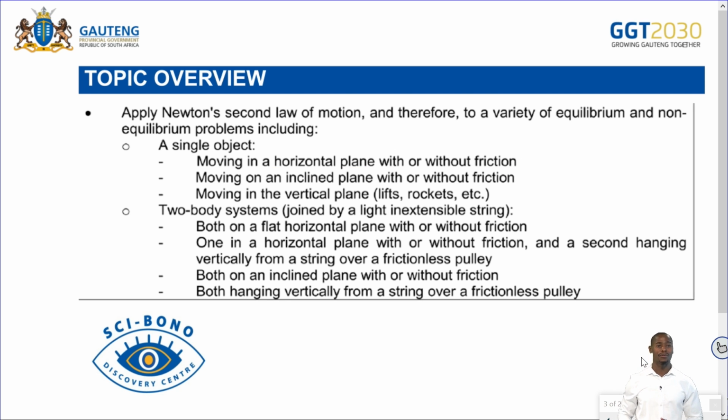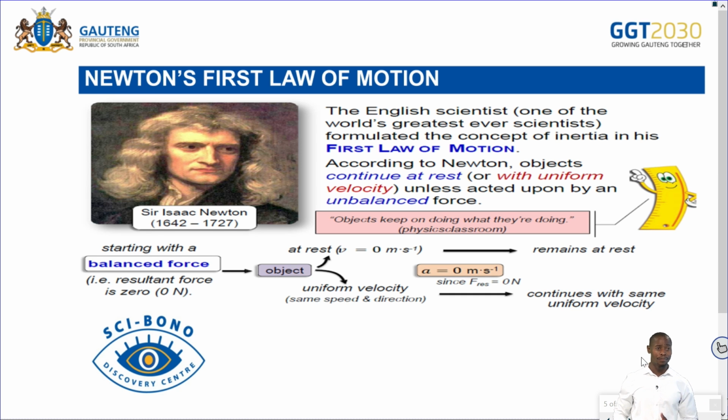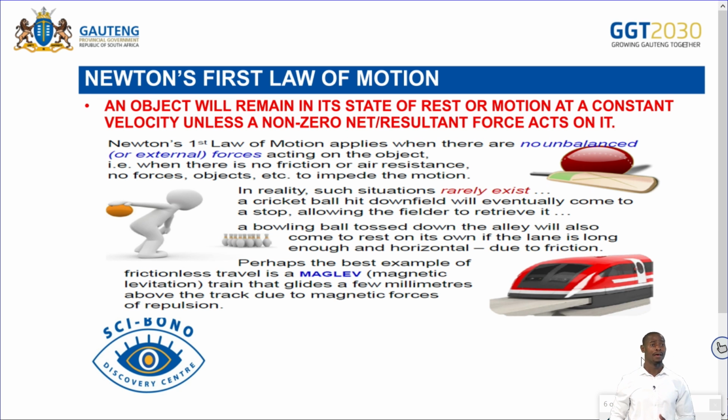So the law of inertia, which is Newton's first law, right? This is how we have to state Newton's first law. According to our examination guideline, it states that an object will remain in its state of rest or motion at a constant velocity unless a non-zero net or resultant force acts on it. So if an object is stationary, according to Newton's first law, or the law of inertia, because of its inertia, that object will remain at rest.